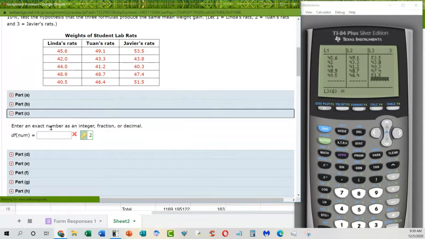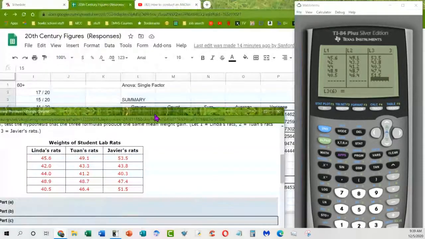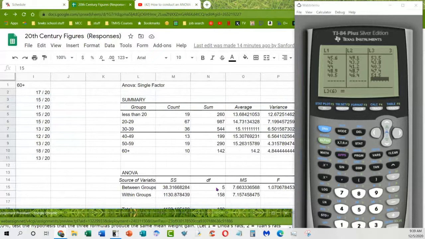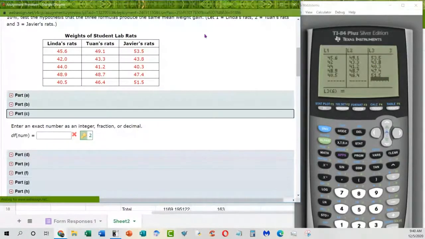In C, enter the exact number as an integer or fraction. So what is the degrees of freedom of the numerator? In this book, they use numerator and denominator, probably because when you do the work, it's the numerator and denominator. The between group, or in the calculator, the factor group, is the numerator. And the within group, or in this one here, the error group, is the denominator. So if you do them out, you have to know which is which. Remember I told you the F statistic is a ratio, so there's a numerator and a denominator.